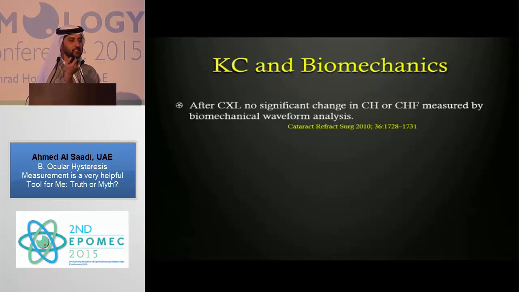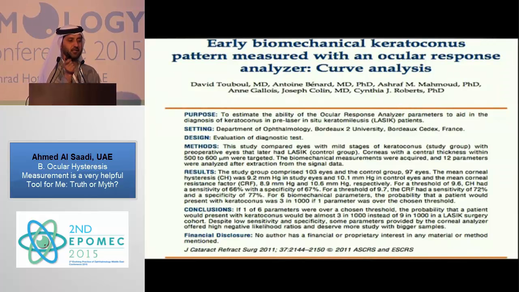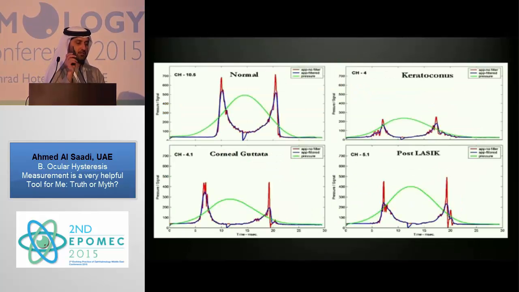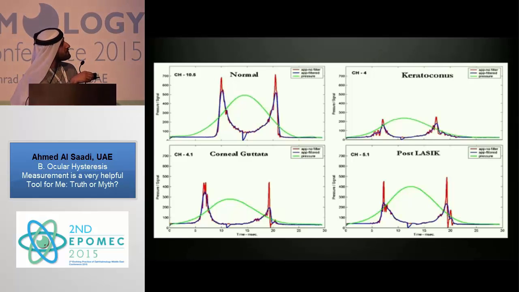This is just comparing the early biomechanical keratoconus pattern, and I think I alluded to this. So here is the normal. Generally, how do we see the curves? You have this normal pressure curve. This is a normal one. Keratoconus curves are always lower. Patients with corneal guttata or pseudophakic bullous keratopathy usually have a lower reading than normal because of the rigidity of the cornea. Post LASIK, it changes. This is just to show you how it looks.